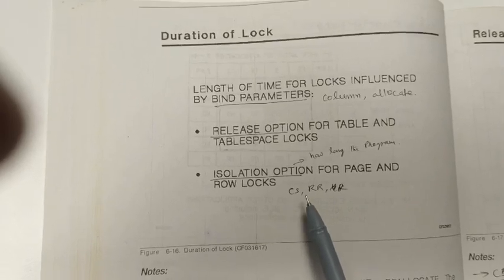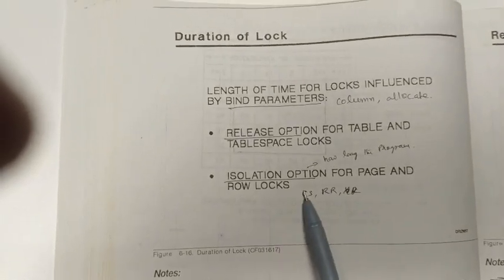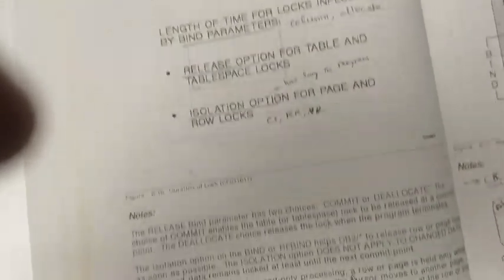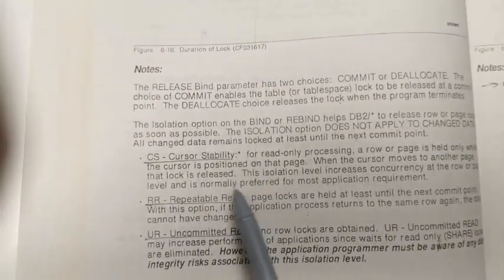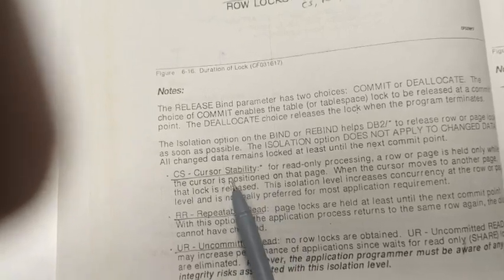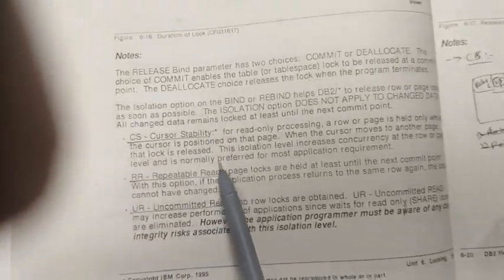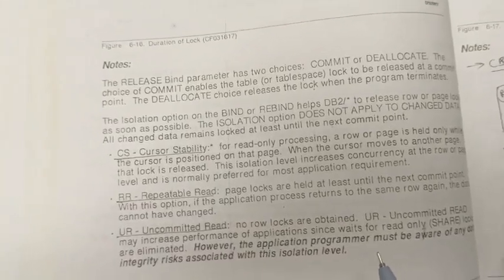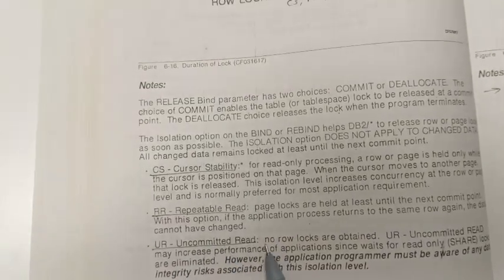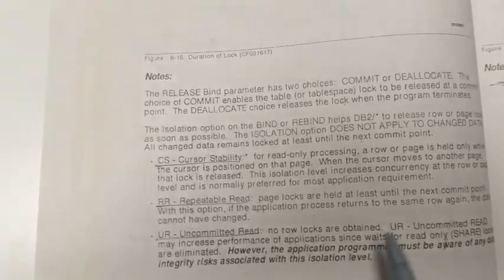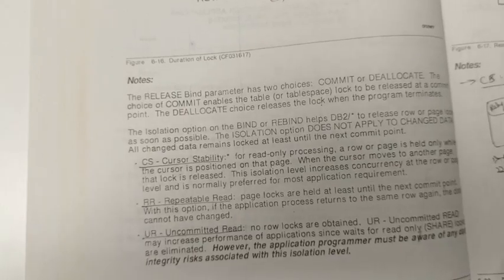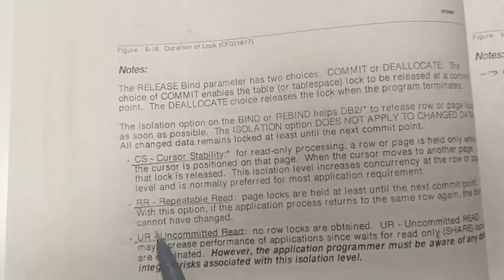And why we use the isolation option: it is for page or row locking. Why we use the release option: it is for table and table space lock. And these are the 3 types of isolation options. Please pause the video and take a screenshot if you want to revise cursor stability, repeatable read, uncommitted read. In an interview, you have to tell what the types of isolation options are, which means you have to tell all these 3 types of options.